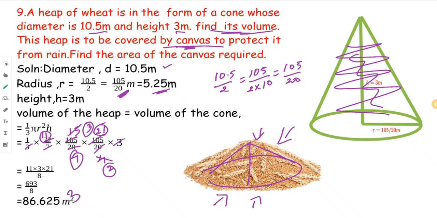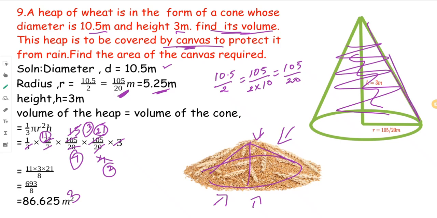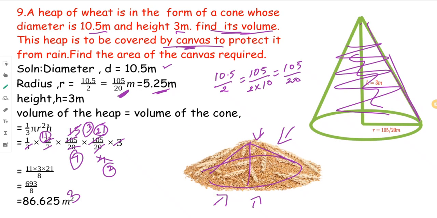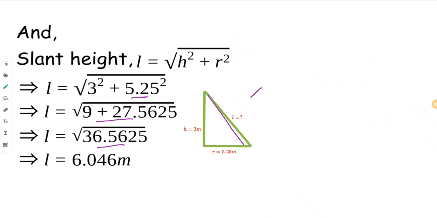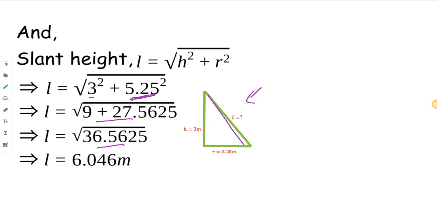All right, now next let us find the curved surface area, but before that I have to know the slant height, because for curved surface area the formula is pi r L. So I'm taking out the triangle, which you can see from here, a right triangle. I'm taking it out, and you can see it will be like this. So the slant height formula is simple, we've already been doing this: L squared equals h square plus r square. H is 3 meters, so 3 square, and instead of using 105 by 20, I'll be using the other one, 5.25.